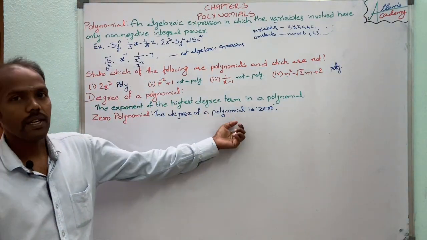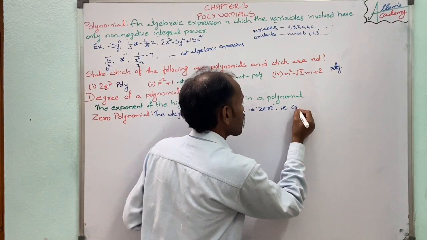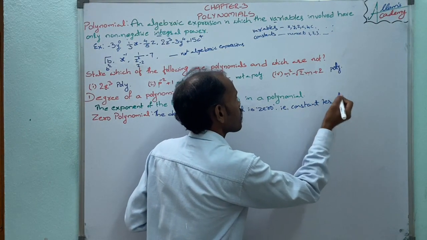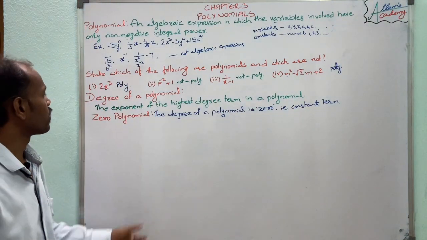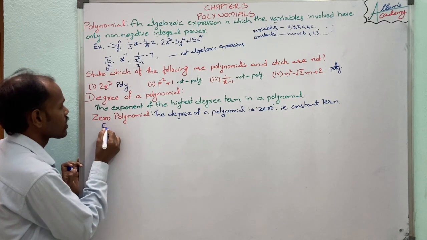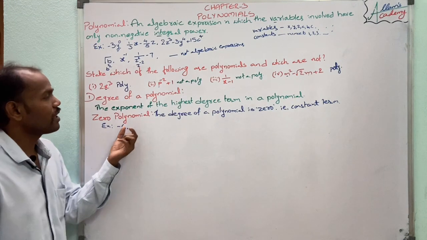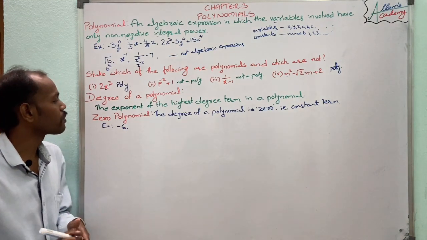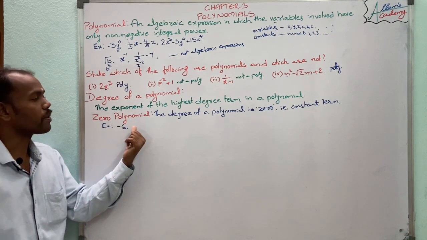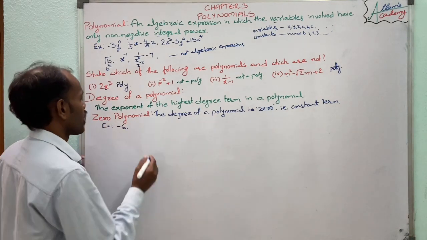Degree of the polynomial is 0 means that it is nothing but a constant term. Constant term given means it is the 0 degree polynomial. So for example, if we take minus 6, in this term there is no variable present, so the exponent of the variable is nothing but 0. That is why it is a 0 degree polynomial.